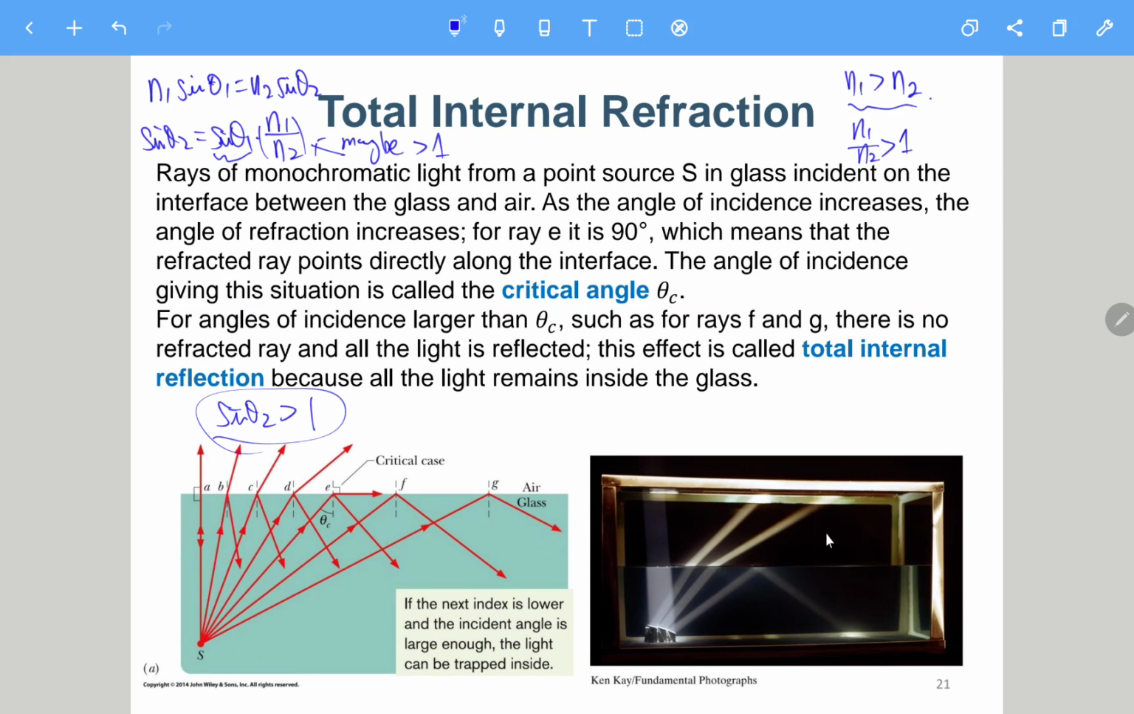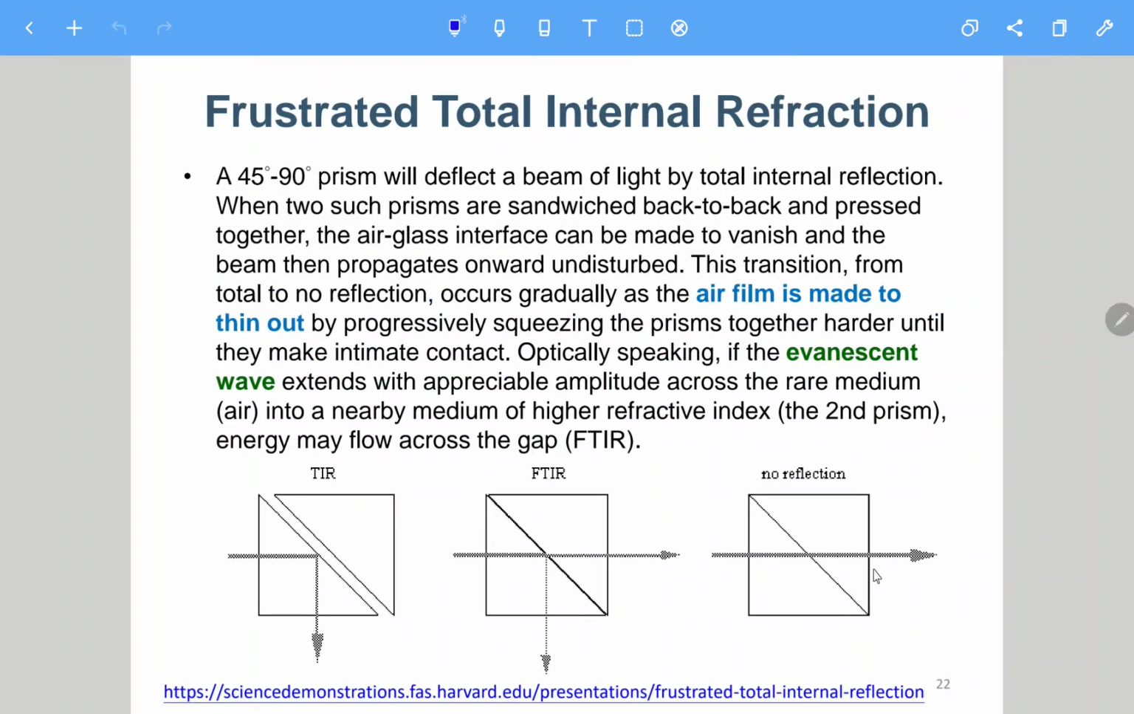Okay, yeah. And actually this one is more advanced. It's called the frustrated total internal refraction. I don't know if it has a Chinese name, but if it doesn't, then it's probably called 沮丧的全反射, 沮丧的全反射.